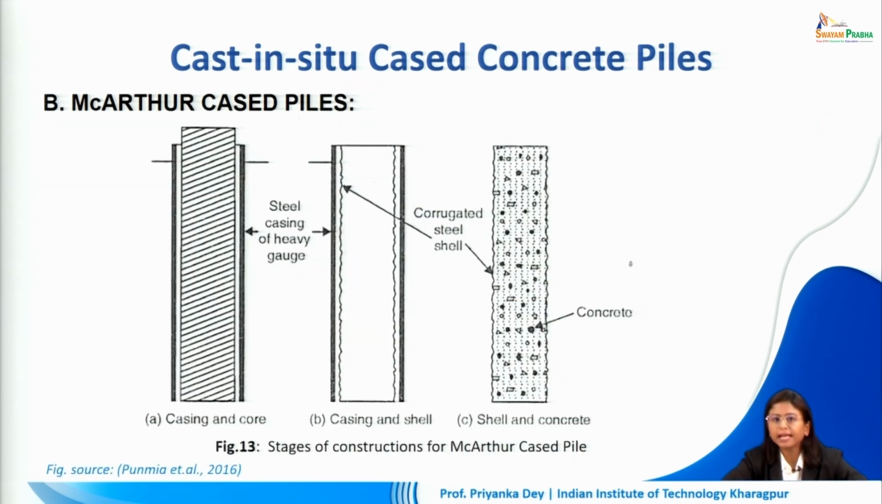This is what it looks like. It has a corrugated surface, hence it can work as a friction pile.